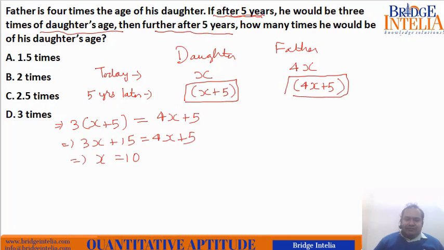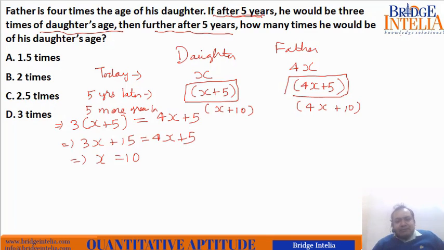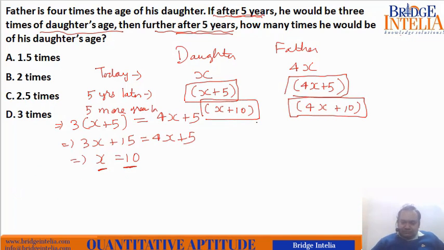So further after 5 years, 5 more years later, the daughter's age would be x + 10 and the father's age would be 4x + 10. They want you to compare these two ages. We have found out that x is equal to 10. So basically, we have to compare these two ages.